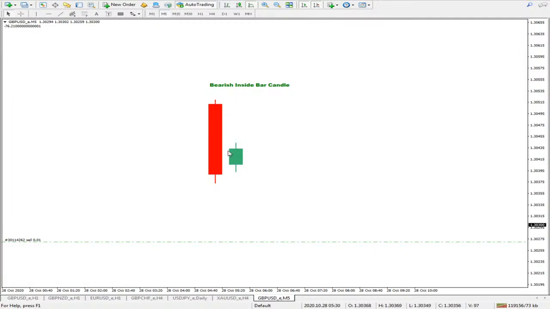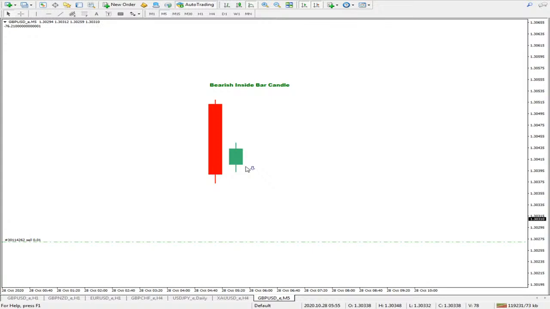So this becomes the inside bar candle, specifically an inside bearish bar candle. What it means is that the price may likely continue to the lower side. So whenever you see an arrangement like this, just know that for the next few candles, we expect price to proceed to the lower side. This is what we expect to be happening.